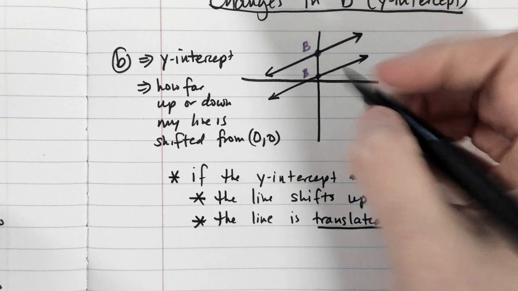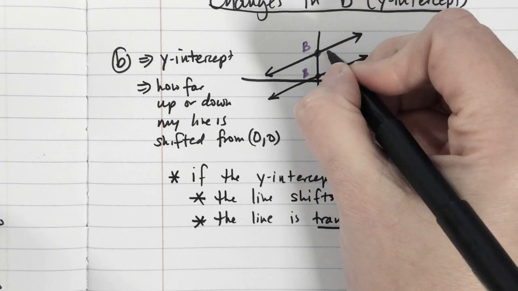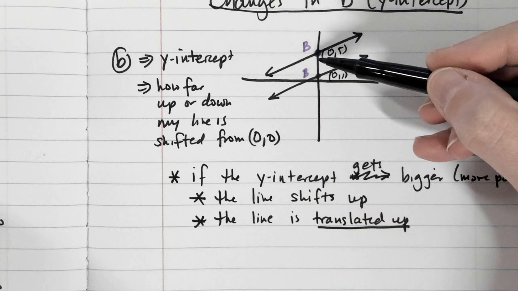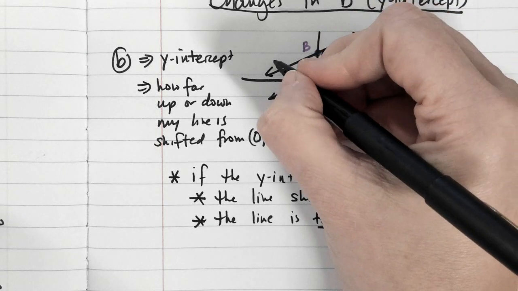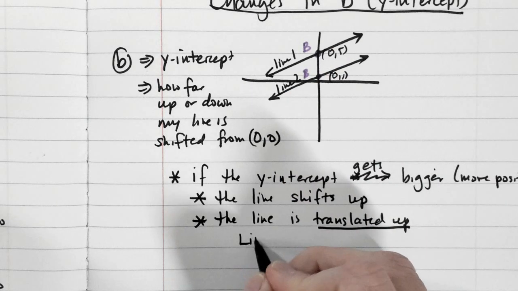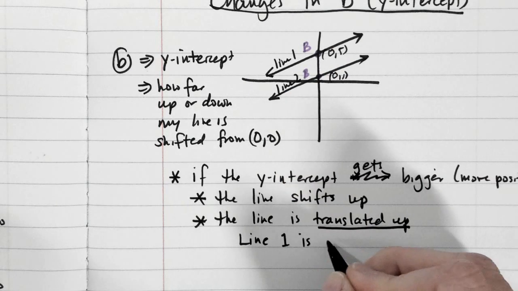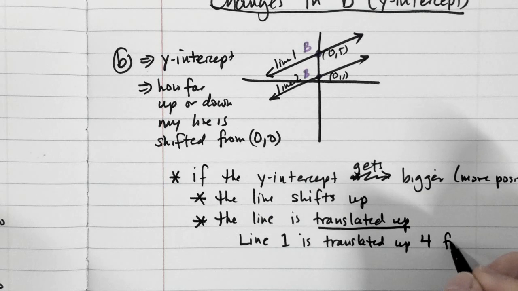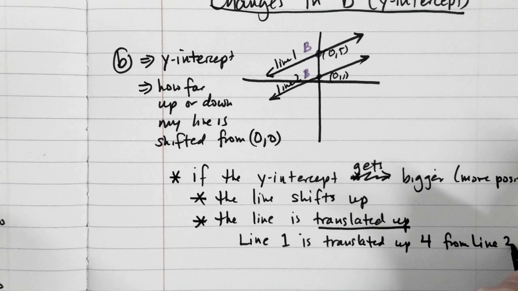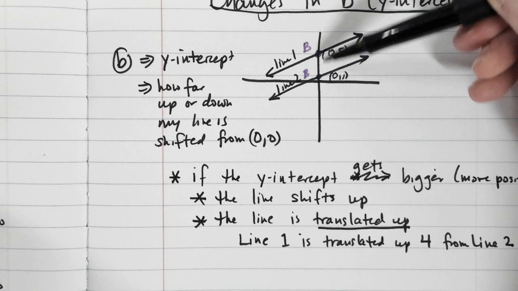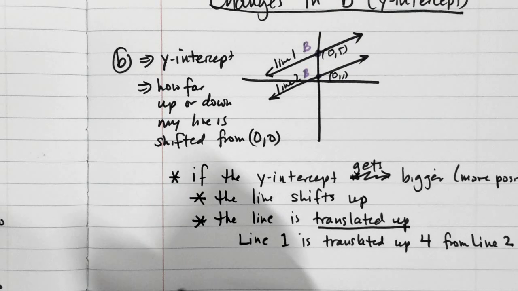And however many jumps, so let's say that this is at 0, 1, and let's say this is at 0, 5. This line is shifted up 4. So let's call this line 1, line 2. So line 1 is translated up 4 from line 2. So line 1 is 4 above line 2. It's translated up 4 from line 2. Okay? Okay, so let's try this one.